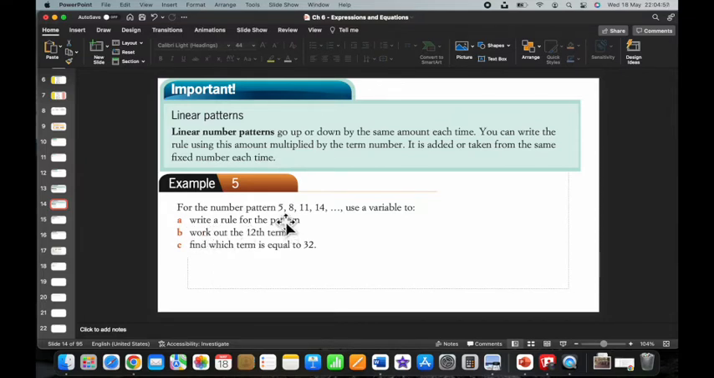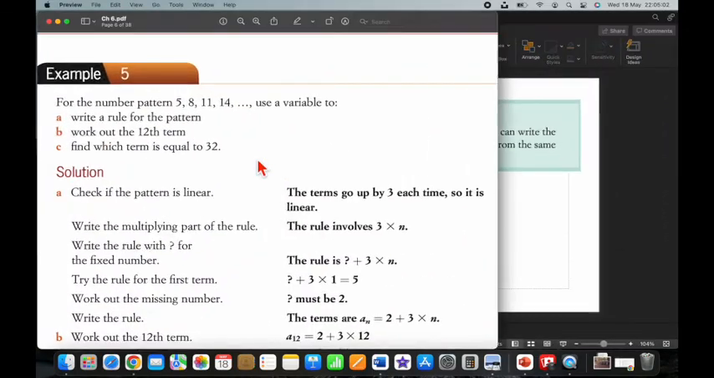So it's going to be 3 times n. Okay, but then we need to check, does that work? The rule involves 3 times n because it's going up by 3 every time. Okay, but we may need to add or subtract a number from that. So let's say this is term number 3, this 11. But 3 times 3 is not 11. 3 times 3 is 9. So I need to plus a 2 onto this formula to make it work. Okay, so that's what they're doing here.